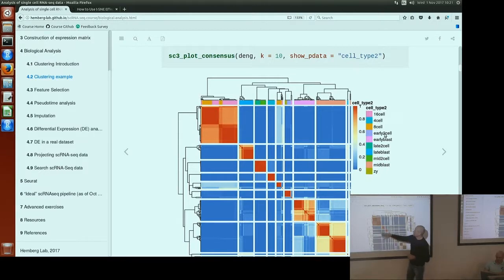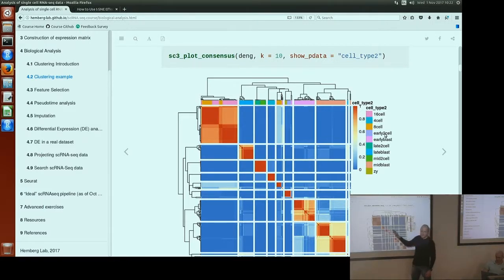In the consensus matrix, you have cells in columns, and also you have cells in rows. So this matrix is symmetric, as you can see, by this diagonal. The colors in the heat map correspond to similarity between the cells. If the color is red, it means the cells belong to the same cluster. If the color is blue, it means that the cells belong to different clusters. This is the result of several clustering algorithms, so it's a consensus agreement of different clustering solutions.